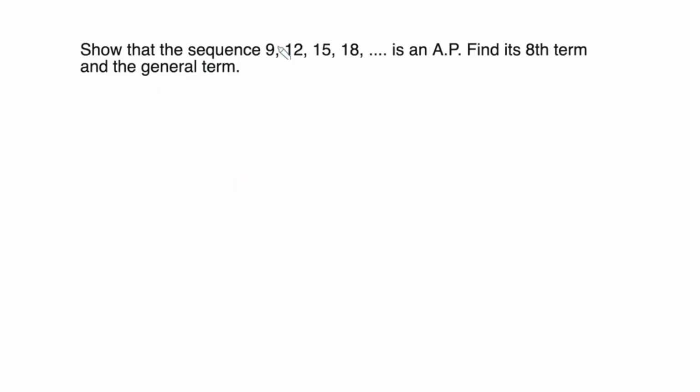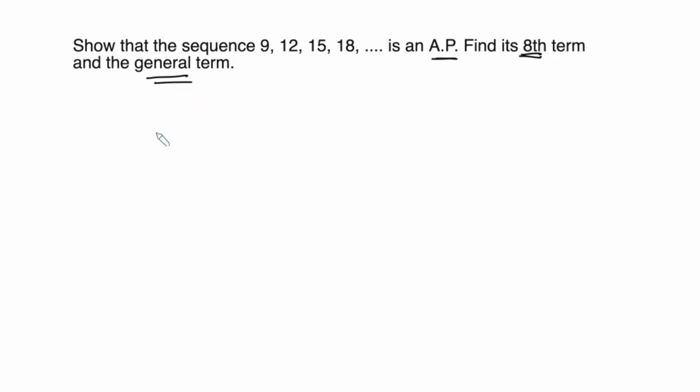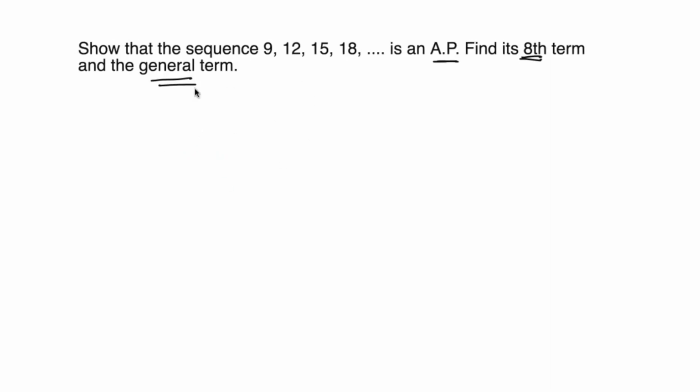Show that the sequence 9, 12, 15, 18, and so on is an AP, and find its eighth term and the general term. General term is nothing but the nth term. Here, the first term is 9, so we can call a equals 9. Let's recall the definition of an AP. Any sequence which increases or decreases by a fixed number is called an AP.